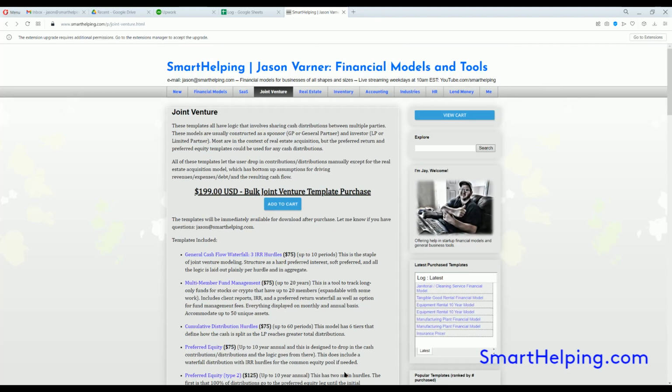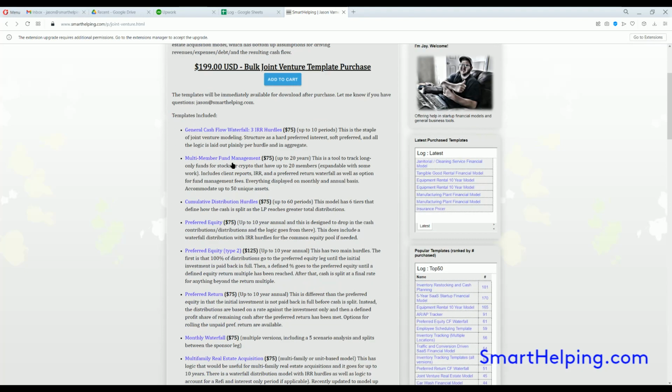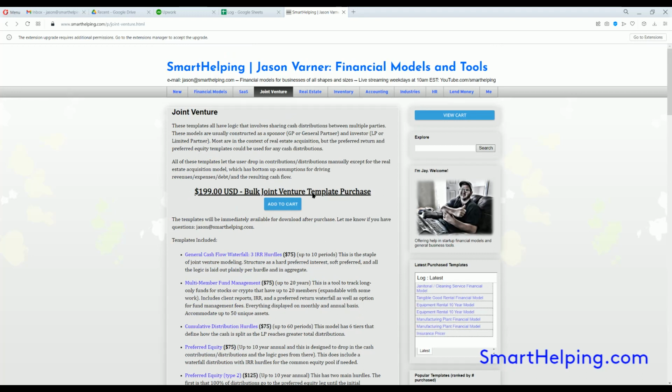Again, they're designed to just fit into whatever model you have that spits out cash required, cash distributed. You can plug in the rates and returns and see how the actual cash is split if you're doing a joint venture.